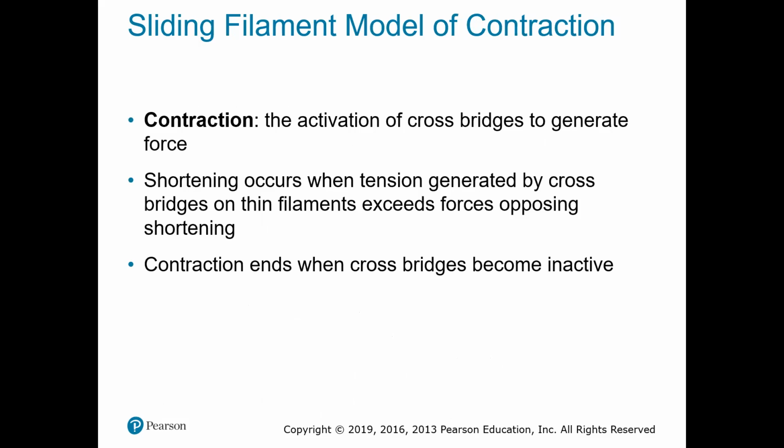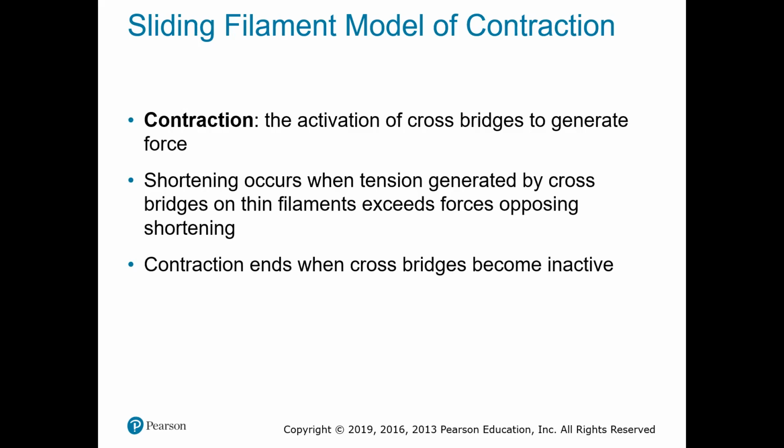Contraction is based on the formation of something called a cross bridge. The cross bridge is the connection between the actin and the myosin. When a myosin head grabs onto an actin, when the binding site on the actin is exposed and myosin grabs onto it, that's a cross bridge. That's the formation of a cross bridge.